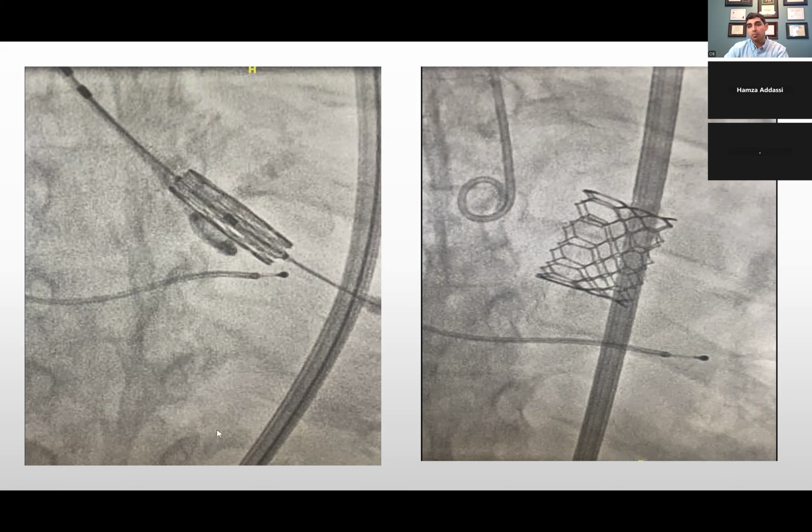The reason you need the pressure to drop is because when you inflate a balloon and you have pressure of 170 hitting the balloon and the valve, what's going to happen? It's going to shoot out of the aortic valve and go down into the aorta. It's fatal. Patients will die.